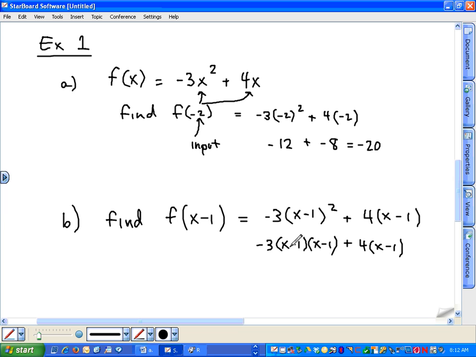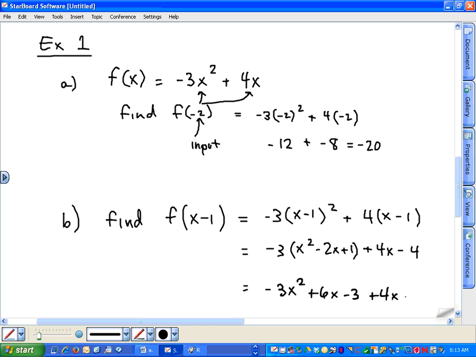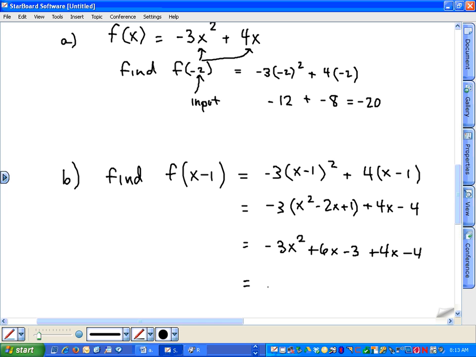And then you could just use the FOIL method. But the shortcut here, it's called squaring a binomial. If you square the first term, what do you get? x squared. If you multiply these two terms and then double it, you get minus 2x. And then if you square the last term, you get plus 1. Just a little shortcut there that always works. Distribute the 4 and get 4x minus 4. Distribute the negative 3. And then combine your like terms. This right here is the answer.